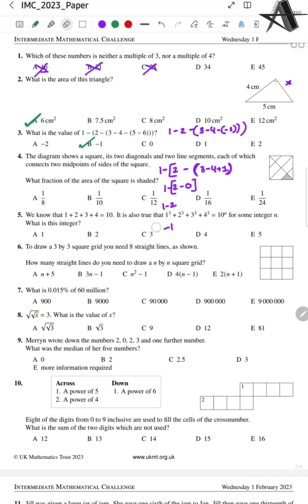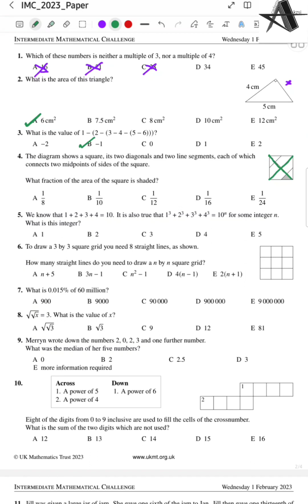Question 4 says the diagram shows a square with its two diagonals and two line segments, each of which connects two midpoints of the sides of the square. What fraction of the area of the square is shaded? This is the figure they have given, and it says two diagonals and two line segments. These are the two diagonals they are talking about. This is one diagonal, this is the second diagonal, and we know in a square the diagonals divide the square into four equal triangles. So as of now you are able to see four triangles, and they all are equal in area.